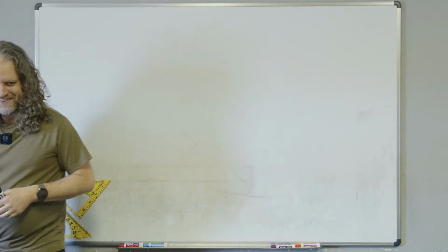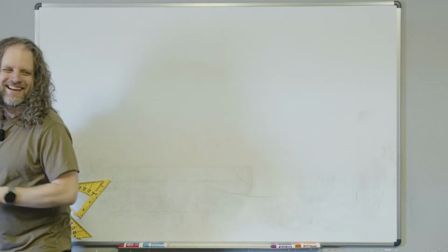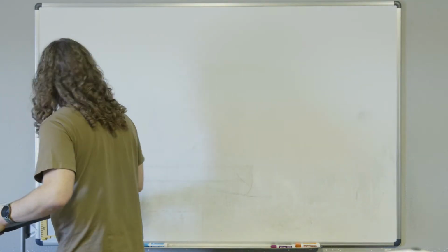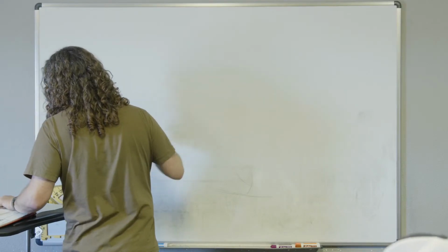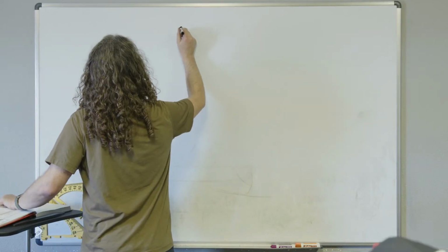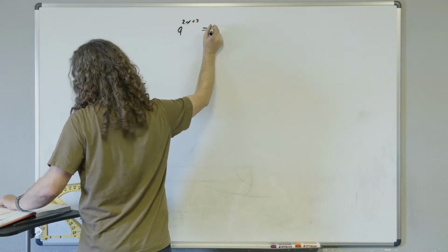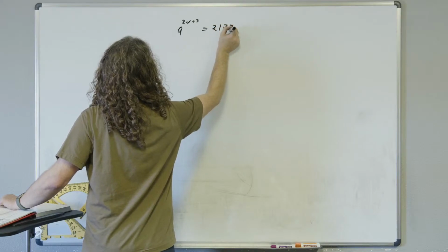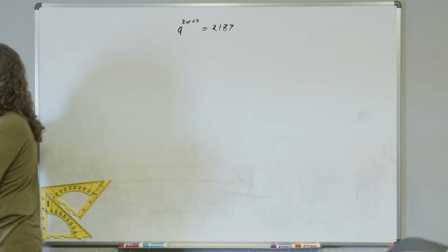54. Do you need 54 or you just say that to make me happy? Okay, let's look at 54. 9 to the 2x plus 3 equals 2,187. That's wild, bro.